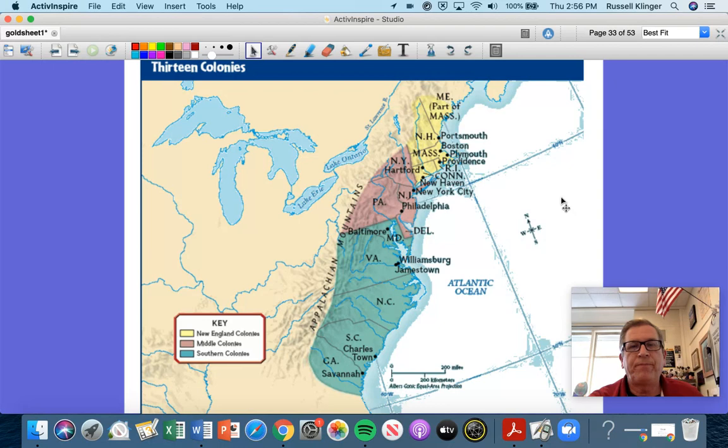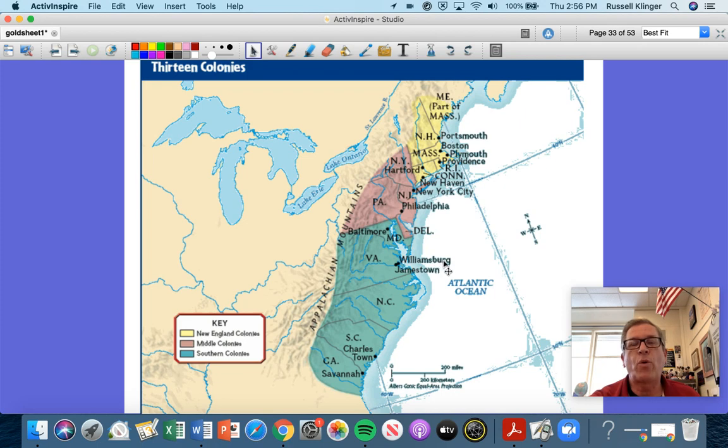Here is a picture of the boundaries of the original 13 colonies. So as time goes on, from 1608 until literally the beginning of the American Revolution, which will happen in 1776, we see that there are areas along the eastern part of the North American coastline that are divided up into political boundaries. Georgia down here, South Carolina, North Carolina, Virginia colony, and here's where Jamestown settlement was.